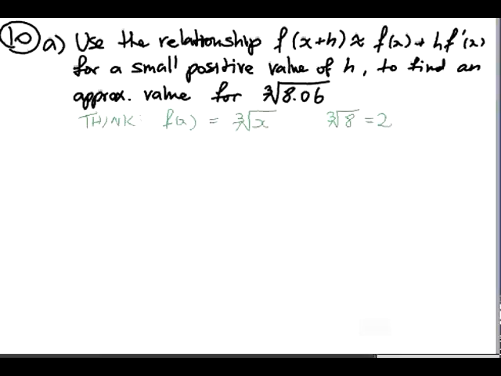So let's write down what we know already. Now, f of x plus h, well, you also know that h is obviously going to equal 0.06, right? So f of x plus h. I'm going to write down the formula again for you, so you can see clearly what I'm doing.